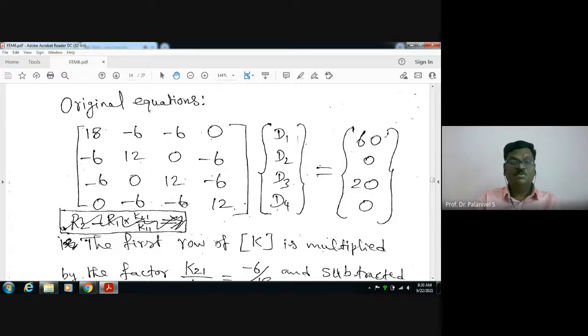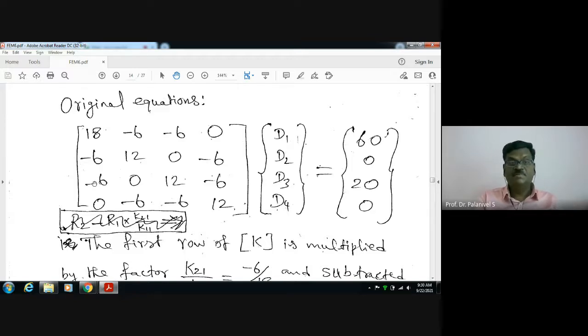How do I do that? If it is a simultaneous equation, I have to make it 0. In other words, I have to eliminate the unknown from the subsequent equation. For example, d1 will appear: 18 into d1 minus 6 into d2 will be there in my equation. Coming to the next row, minus 6 into d1 plus 12 into d2 will be the equation. I have to eliminate d1 in my second equation.